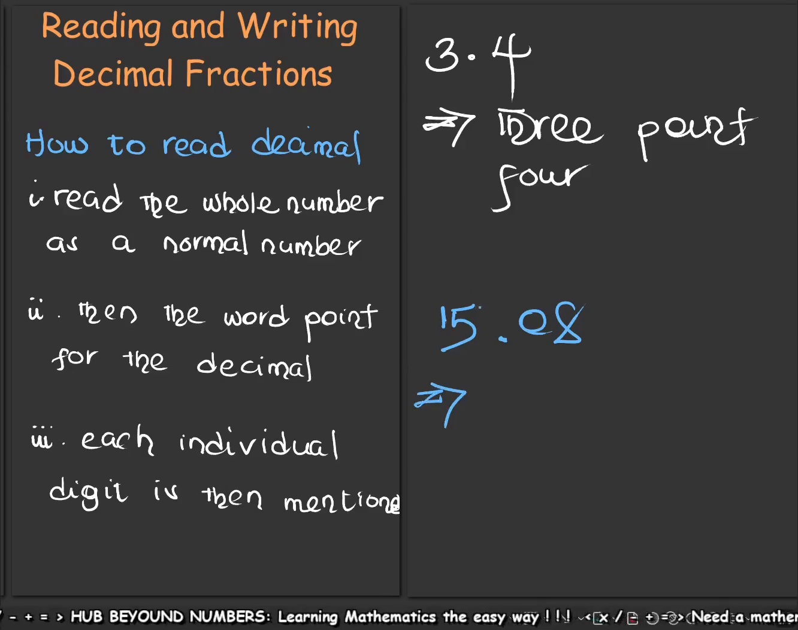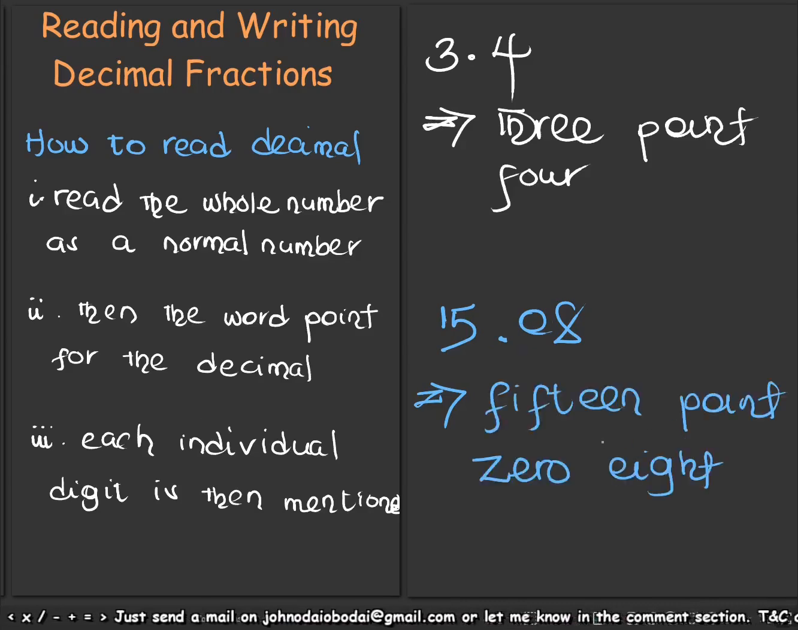As I said, we have two digits in the whole number section. We would name this first, and that is 15. So this becomes 15.08. Written nicely as you see. With this, you realize that writing or reading out decimals is very, very easy.